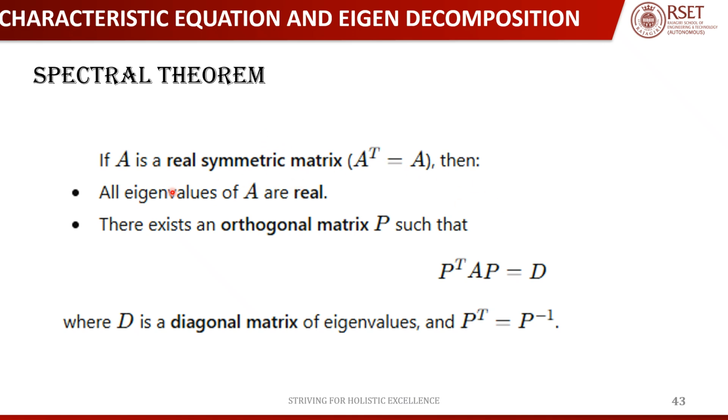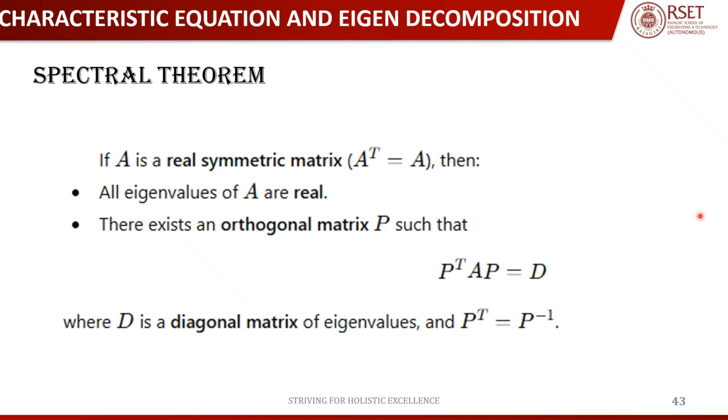And the theorem states that all eigenvalues of A are real, and also it states that there exists an orthogonal matrix P such that P transpose AP equals D, where D is a diagonal matrix. In the earlier case, where we discussed eigen decomposition, we had P inverse AP equal to D if A was diagonalizable. Now in this particular case, if A is a real symmetric matrix, we need not find P inverse, we can just directly take P transpose. Okay, that's the difference where we apply the spectral theorem.